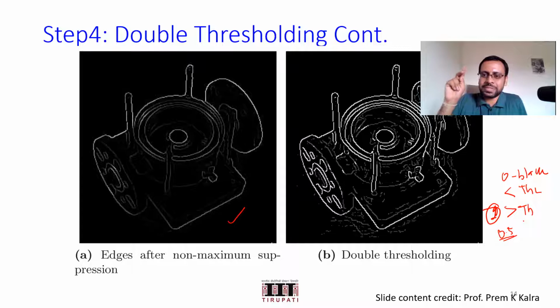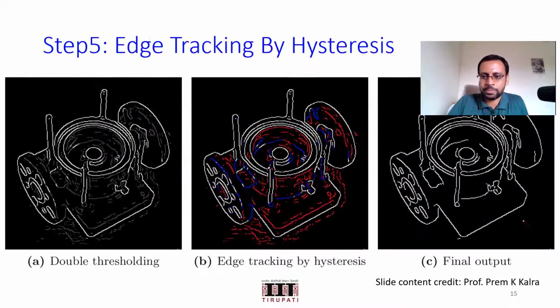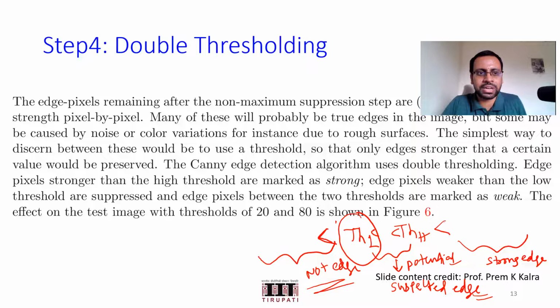If this pixel is having a value of 0.5, look at its neighbors. If it is connected by any chance to a strong edge, if one of its neighbors is having a strong edge, convert this pixel into a strong edge. That's what you are going to do here. Let's read it also, just to ensure, because you need to implement it.